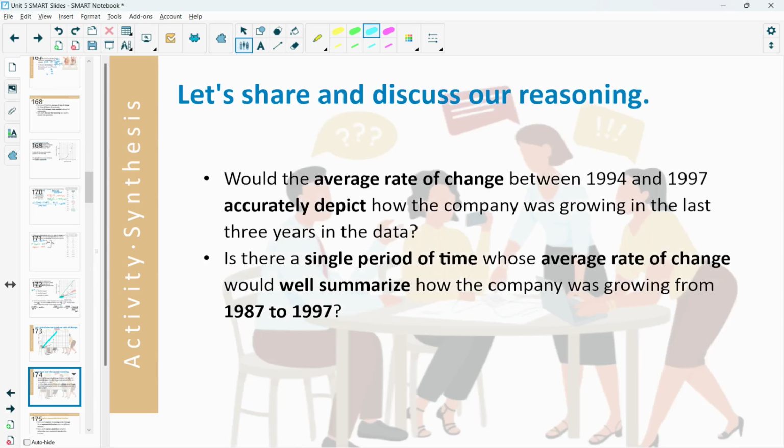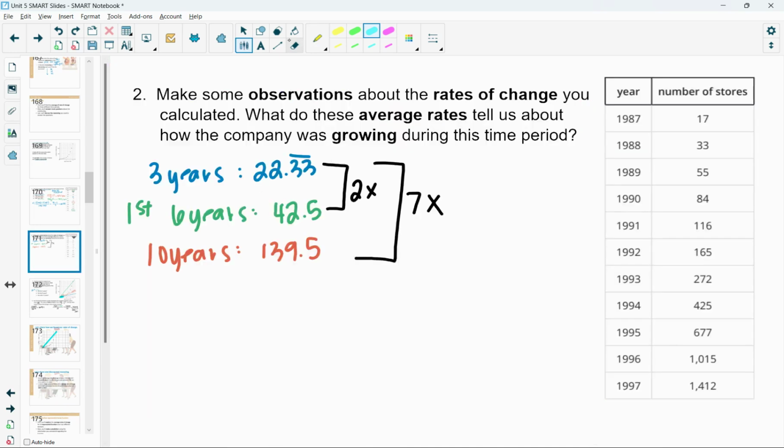So how would the average rate of change between 94 and 97 accurately depict how the company was growing in the last 3 years of the data? Is there a single period of time whose average rate of change would well summarize how the company was growing over the 10-year period? So looking at this first question, if we went back to the table and it's talking about from 94 to 97, so that would be wanting us to conduct the average rate of change here.